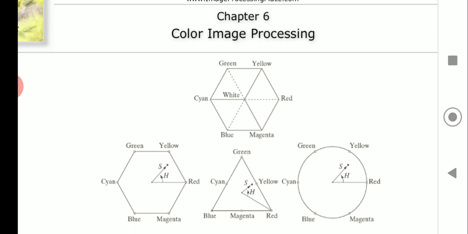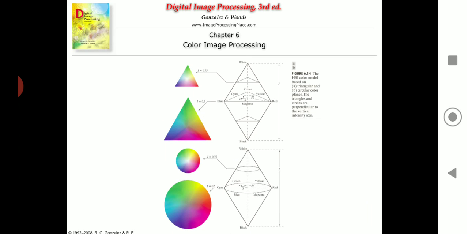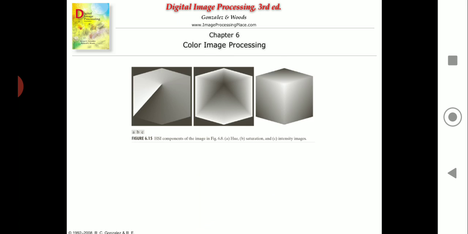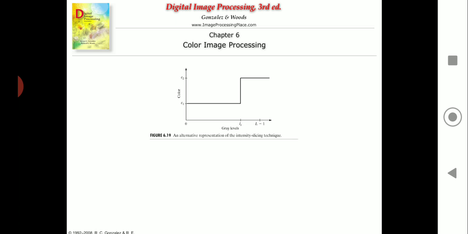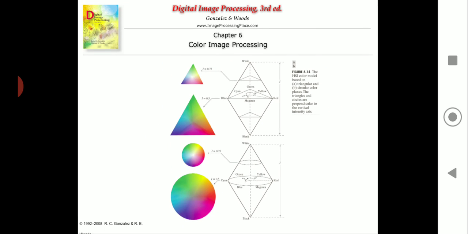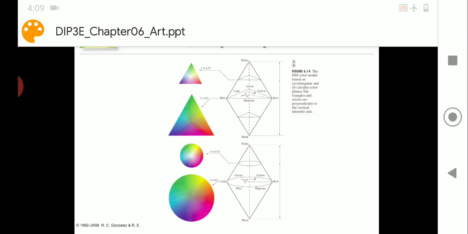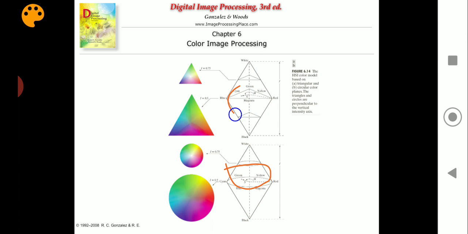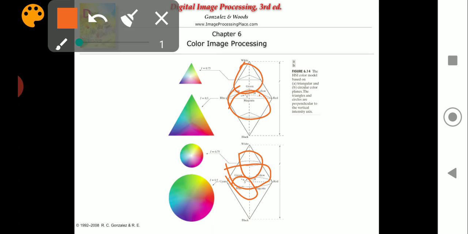The same thing we'll try to see in the form of color. You can see here we have mapped the same thing onto our color triangles as well as onto circles. If you observe carefully, you have a triangular as well as a circular color plane, and the circular color plane and the triangle are kept perpendicular to the vertical axis. I am speaking of this thing. So we have taken both the circle and the triangle and kept them perpendicular to one another. You can see here a circle and a triangle. One triangle is perpendicular to the other triangle, and similarly one circle is perpendicular to another circle. That's what the figure is trying to tell us.